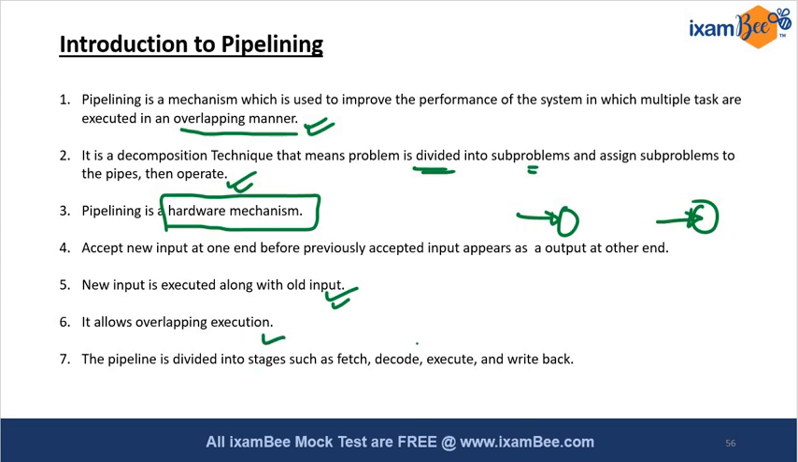Here the pipeline is divided into 4 stages basically: fetch, decode, execute and write back. Every instruction is basically divided into 4 parts, and these 4 parts are fetch, decode, execute and write back. In a similar manner, in the pipeline also we have 4 stages: fetch, decode, execute and write back.